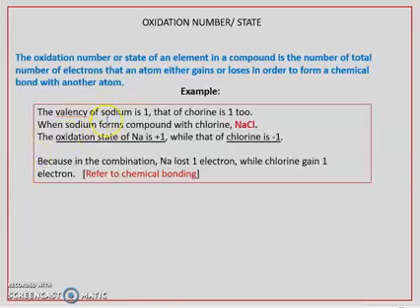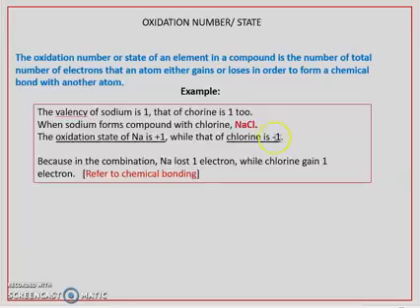Okay? So the valency of sodium is 1. That of chlorine is 1, so we already know that. When sodium forms a compound with chlorine, as in sodium chloride, the oxidation state of sodium is +1 because sodium lost an electron to chlorine. Why is that of chlorine -1? Because chlorine gained the electron to form that compound.